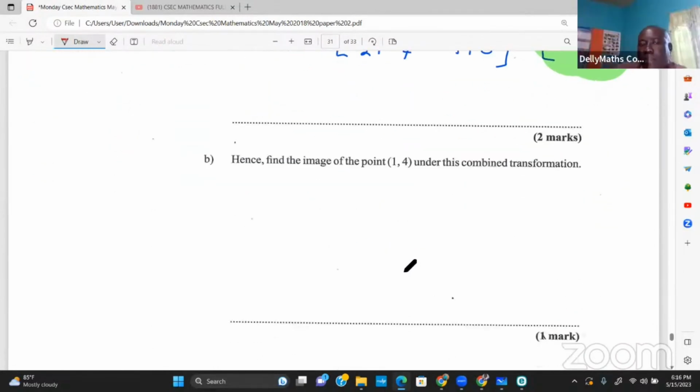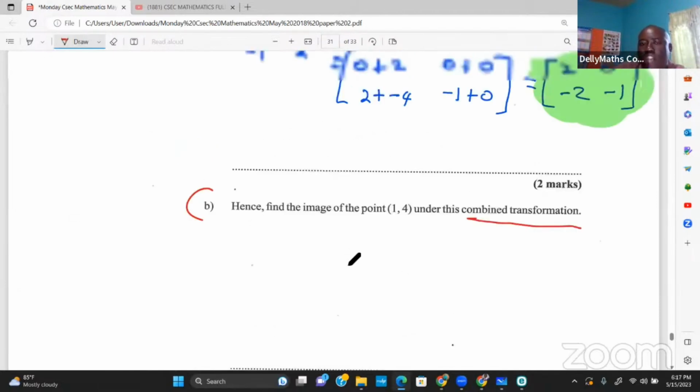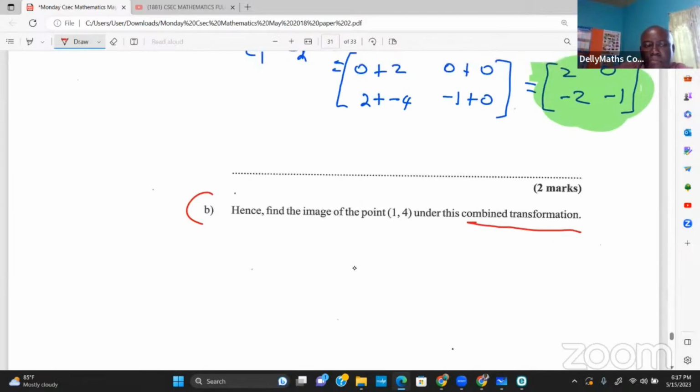All right. So part B of number 10 says "hence." And we know that "hence" means go back to your last response. Find the image of (1, 4) under that combined transformation. So we all know that you're going to put that combined transformation to the left, and then you're going to write the point. So this is the combined transformation, and then you're going to put this point, which is (1, 4), here.